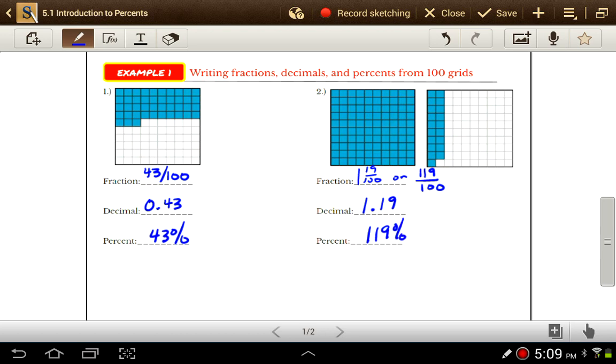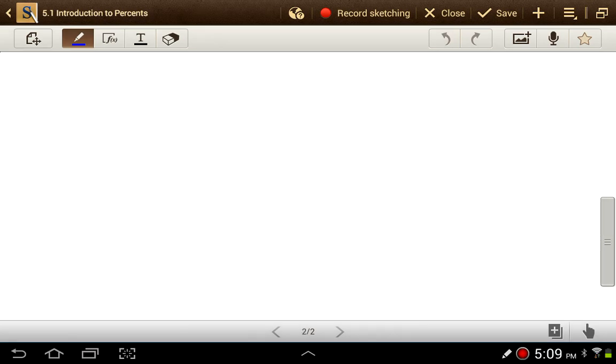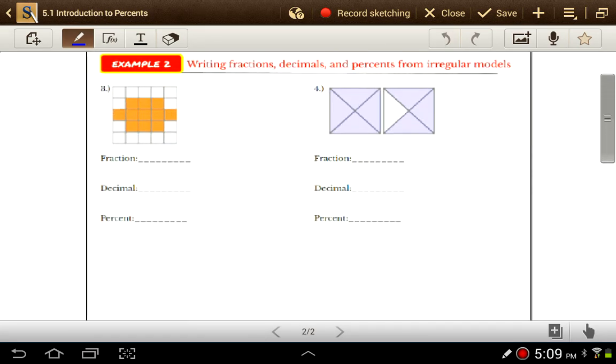Okay. I'm going to go on to example 2. In example 2 here, we're going to have grids that are not 10 by 10 grids. In the first grid, we have a 5 by 5 grid, which means that there's 25 boxes. I count how many are shaded, and there are 11, so my fraction is going to be 11 out of 25.